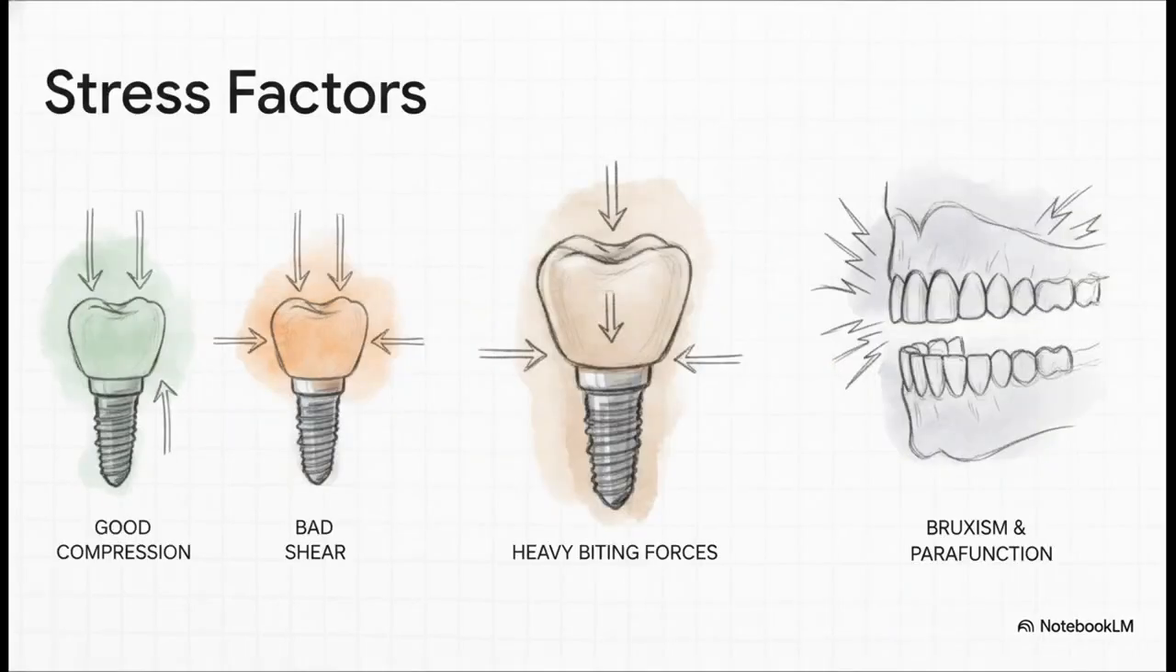Speaking of physics, let's look at stress factors. Don't let force direction questions trick you. Compressive forces? They're your best friend. Implants handle compression beautifully. Shear forces? Your absolute worst enemy. Also, think about abutment position. The max biting force is always back in the molar region, which is why molars always demand wider implants. Finally, spot parafunction immediately. Bruxism, clenching, tongue thrust, they multiply the forces on your system, and that usually means you need more implants or wider diameters.